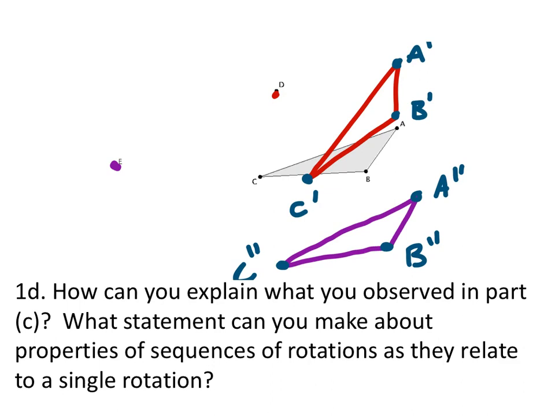How can you explain what you observed in part C? So how do we know that they're the same lengths and angles? What statements can you make about properties of sequences of rotations as they relate to a single rotation?